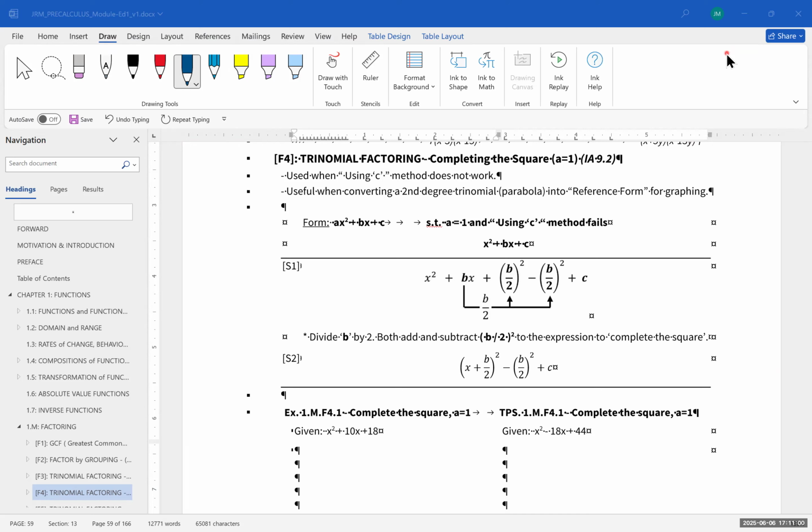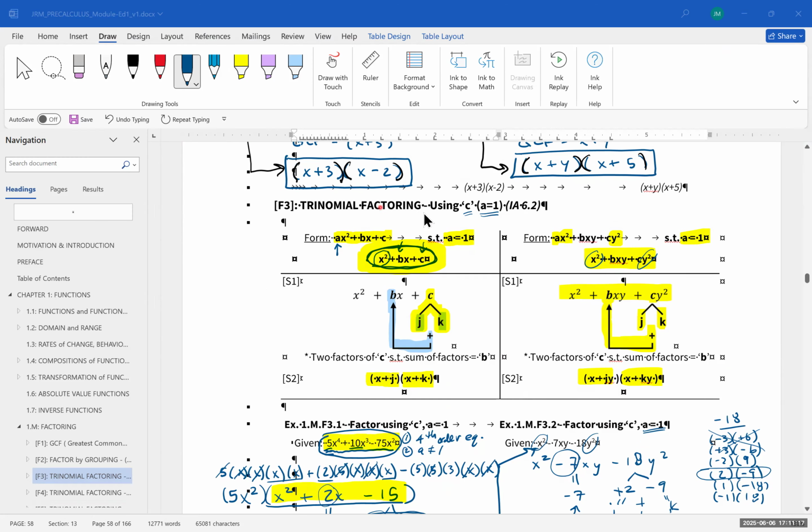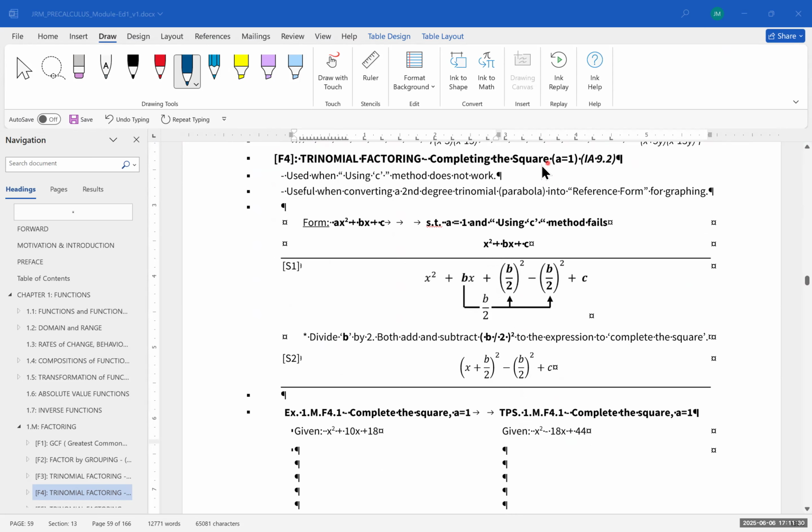Right? This next trinomial factoring method is called completing the square. At first glance, it might look like the previous one we did, which was trinomial factoring using C, the constant term in the trinomial, when the leading coefficient was equal to 1. But you use completing the square when that previous factoring method fails. So when the C method does not work, you use this completing the square method.